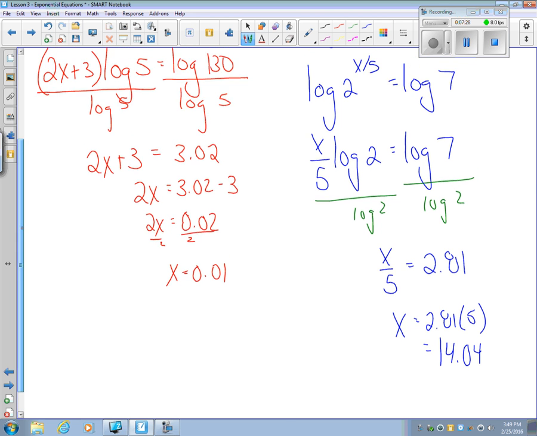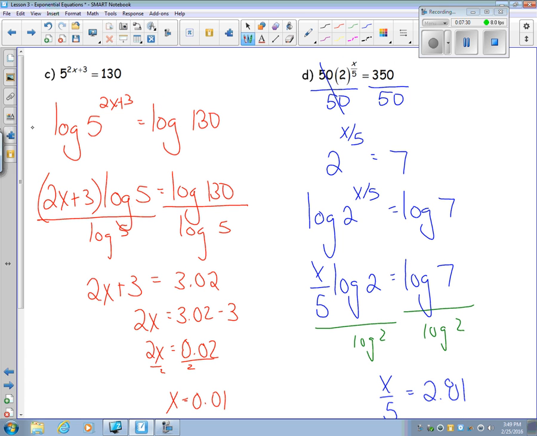Okay, so the big thing to note in this last one here is I need to have a single base before I take a log. If there's a number in front, I have to divide both sides by that. Okay, that's going to come in handy when we get to some word problems here.